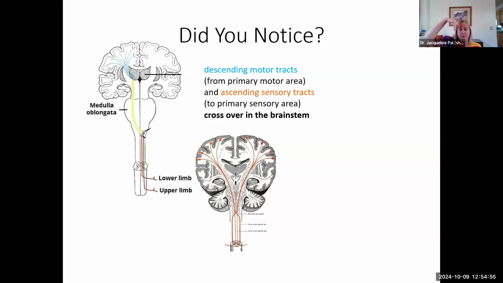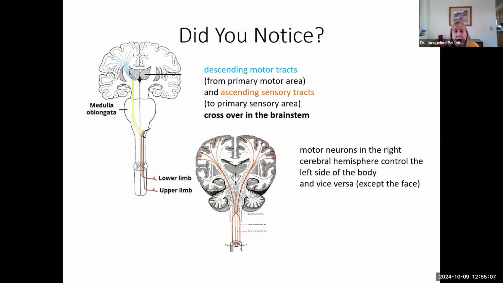If they were going down from the right side of the brain, they crossed to the left side of the spinal cord. If they're going down from the left side of the brain, they crossed down to the right side of the spinal cord. So what does this mean? It means that motor neurons on the right side of the brain will control the left side of the body, and vice versa, except for the face, okay?